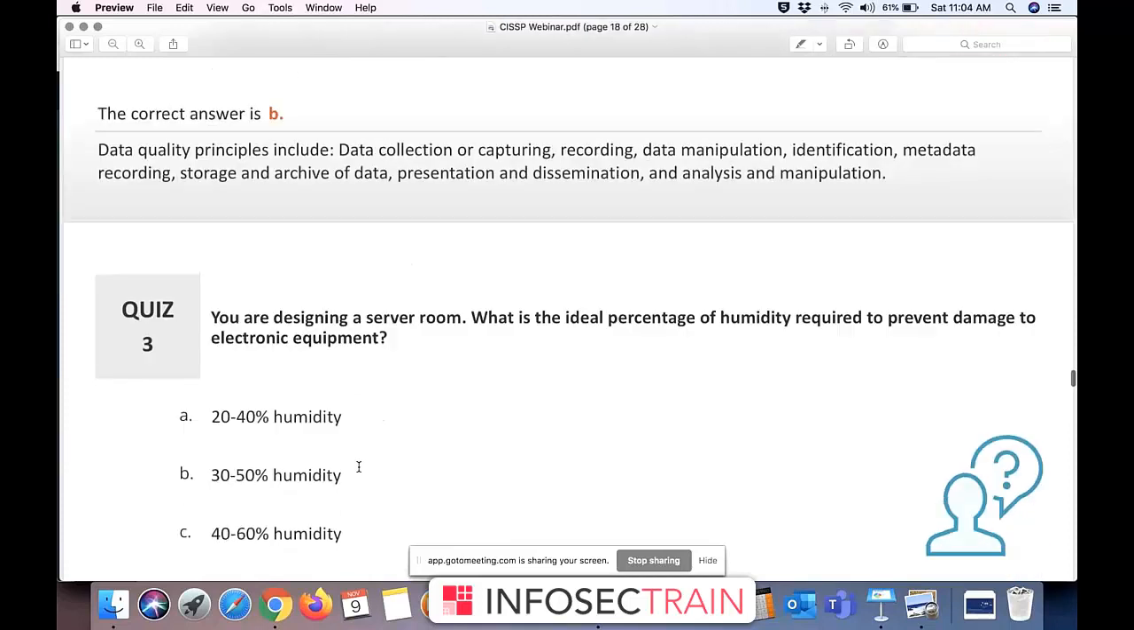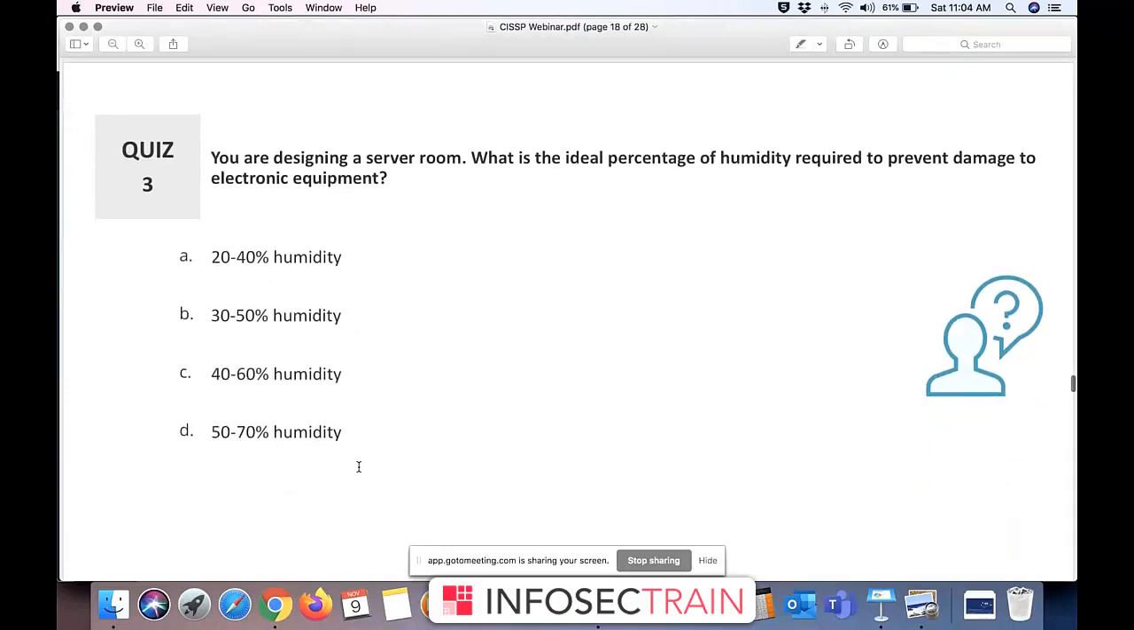There's another one. There are things that you will have to memorize, and also know the reason why. So here's a question. You're designing a server room. What is the ideal percentage of humidity required to prevent damage to electronic equipment? Sometimes you'll have to know these things, numbers. Let's see how many of you answer this correctly. If you don't know, let's write, I don't know. Write down the question number, please.